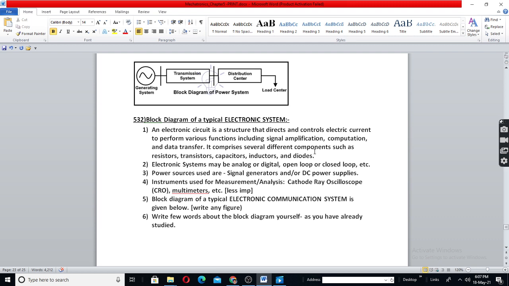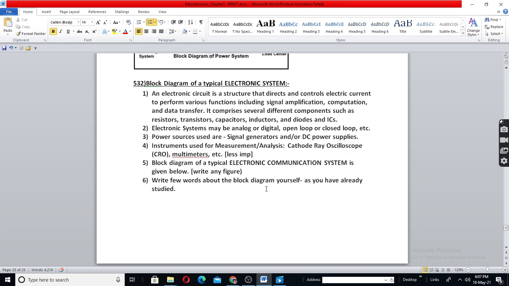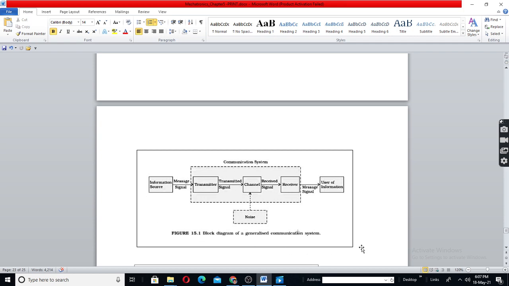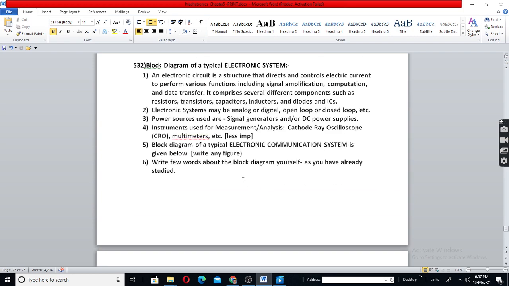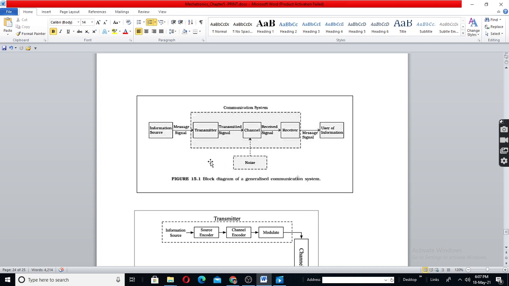Then the block diagram of a typical communication system is given here. Typical communication system. The explanation you have already studied; you can refer to your previous semester and write. Simply, I will tell you.